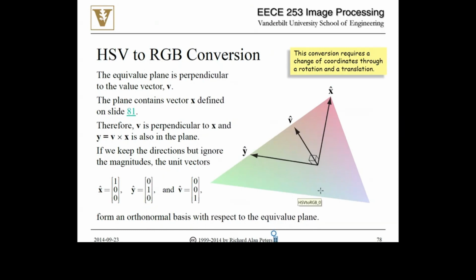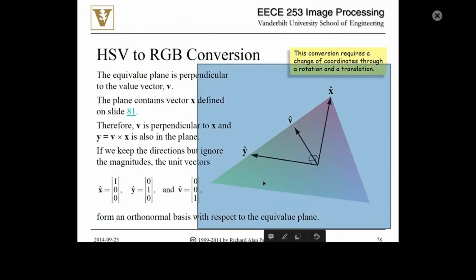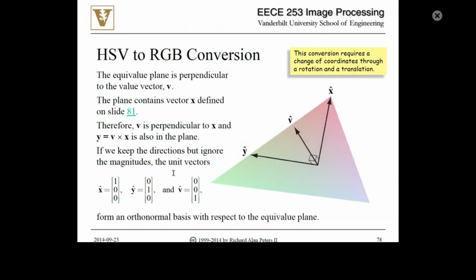Now it is the opposite transformation, from HSV to RGB. So let's say that we have an HSV color. How do we put it back into an RGB code?